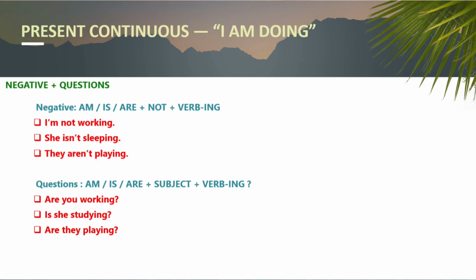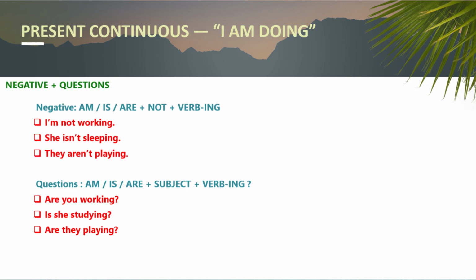Now, let's look at questions. In a normal sentence, we say, "She is working." To make a question, we move "is" to the beginning. Is she working? We say, "They are playing," but the question is, "Are they playing?" We say, "You are studying," and the question is, "Are you studying?"